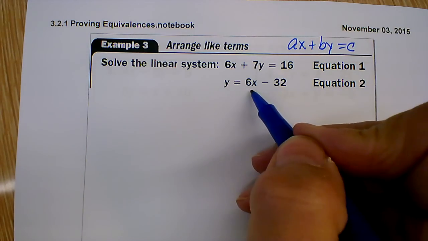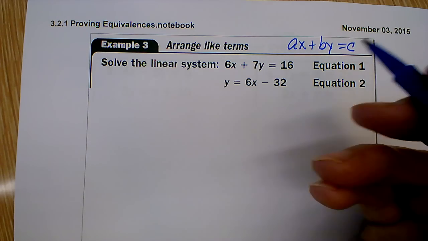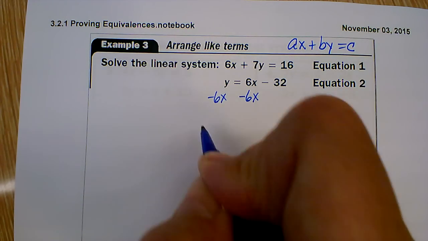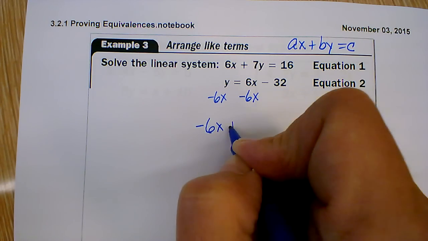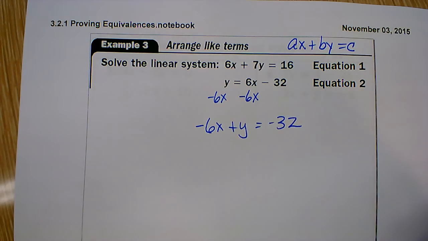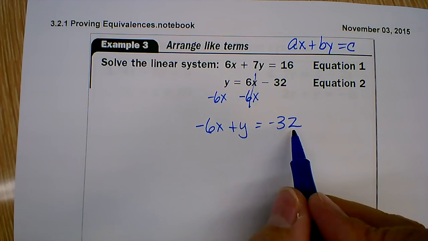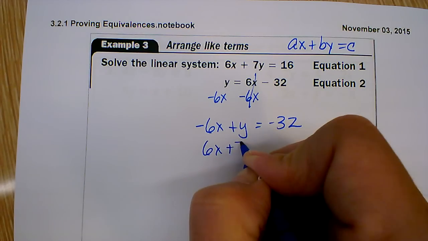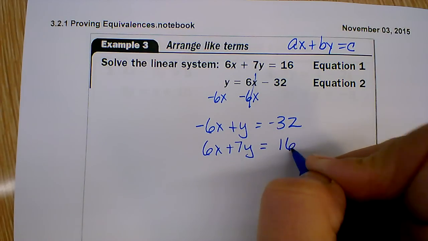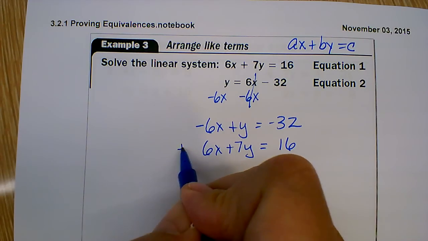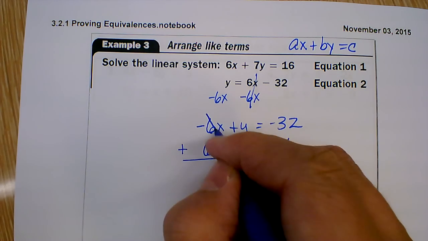So what I need to do is move my x over to the other side. So I'm going to subtract 6x from both sides, which will give me negative 6x plus y equals negative 32. So now I'm in standard form. I'm going to bring down the other equation that didn't need to be changed and put it right below it. And I notice that I can eliminate my x. Negative 6 plus 6 is going to zero out for me.